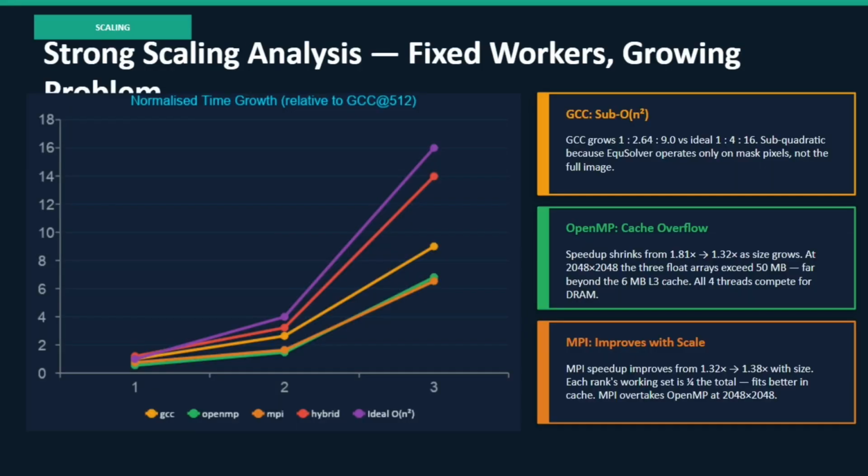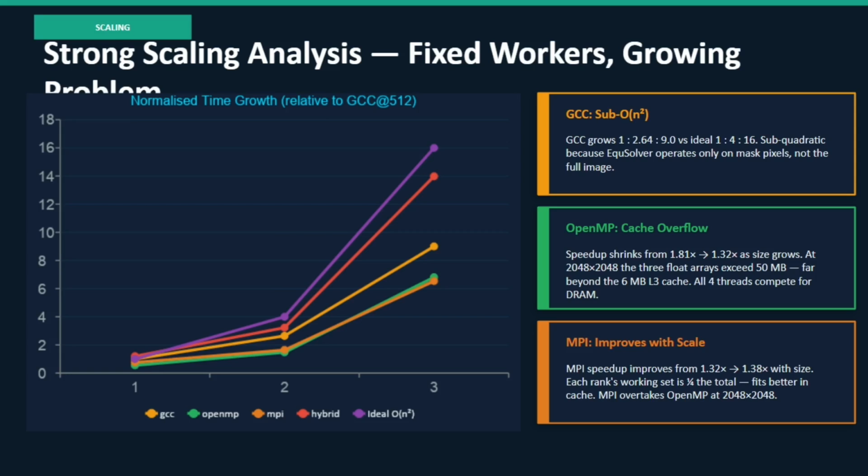After that, there is the strong scaling analysis. Strong scaling means as the image gets bigger with the same number of workers, how does the backend hold up? If we double the side length of an image, we get 4 times as many pixels, so the work should take 4 times longer. That's n squared growth, the dotted purple line on the chart. In GCC, it grows slower than ideal because the solver only processes masked pixels, not the whole image, and our test mask doesn't grow as fast as the full image area.